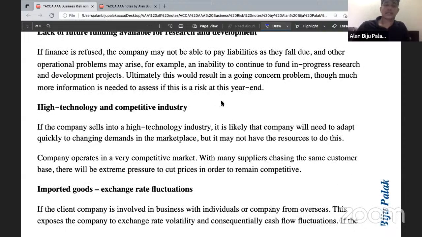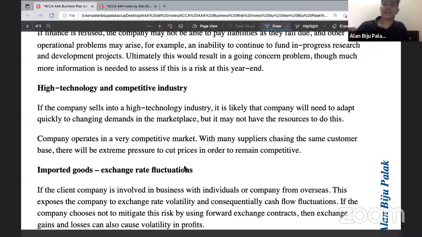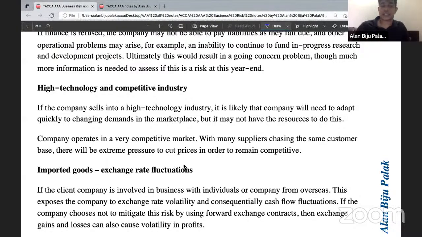Then, high technology and competitive industry. It may be mentioned that the company is part of a high technology and competitive industry. Then there will be rapid changes in the market. There are only two options for the company. Either the company needs to cope with the changing market, for which it needs to spend a huge amount of money on research and development, which may create a cash outflow. That is case number one. Case number two, if a company is operating within a high technology and competitive industry, the company might also need to sacrifice its selling price to cope with the competition.